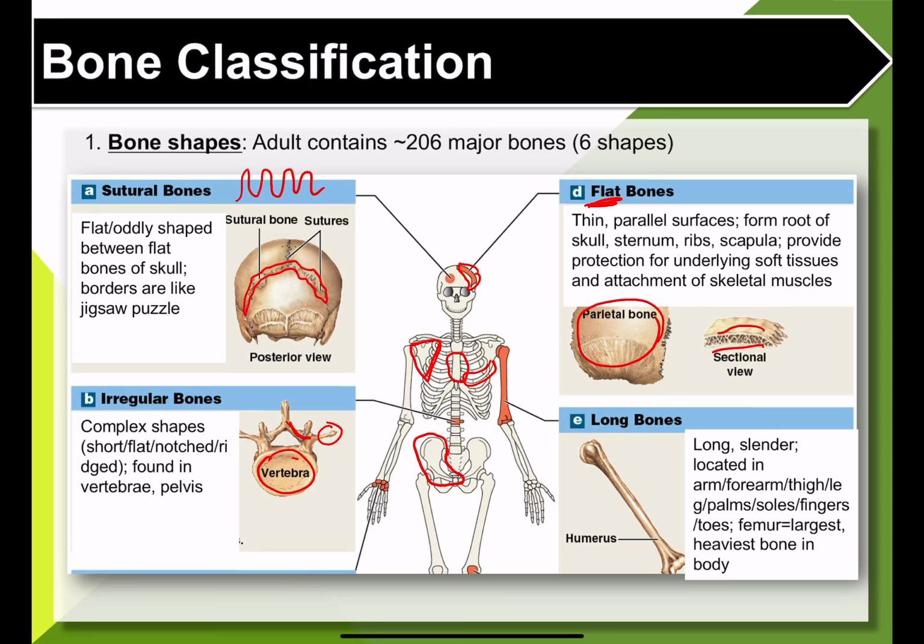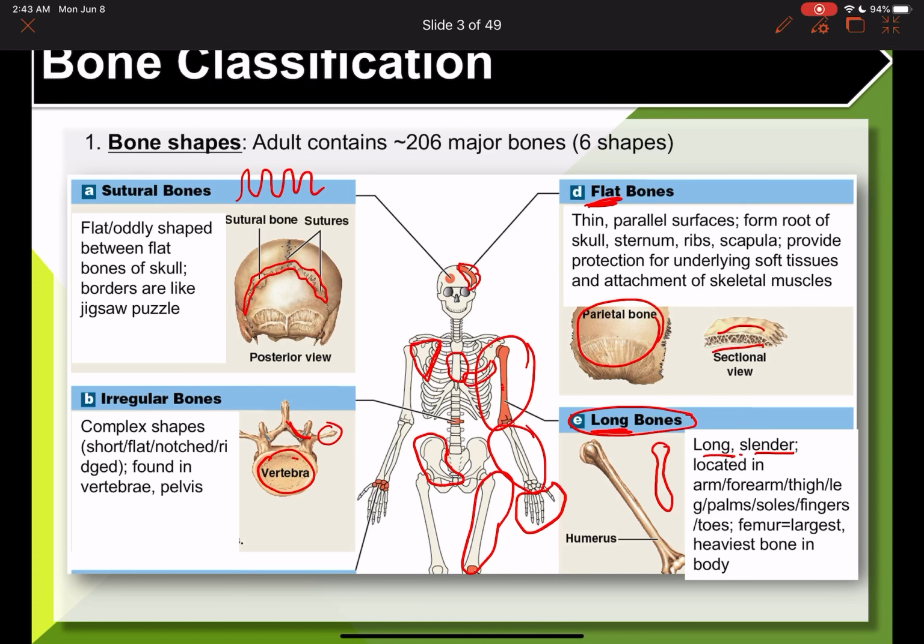And then you have long bones, and as the name suggests, they are long in shape. They're long, slender, and usually located in the limbs. It can be the upper arm, the forearm, or the thigh, such as the femur, which is actually the largest and heaviest bone in the body compared to the rest of the skeleton. Even the finger bones right here are considered long bones. Anything shaped like this is considered a long bone.